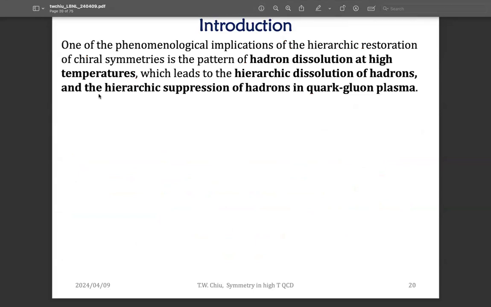So with this chiral restoration, the chiral image would give indications to the pattern of the distribution of mesons at high temperatures. I also have the hierarchy of suppression of hadrons in quark-gluon plasma. Once it's dissolved, we cannot see it in the detector, and that's the suppression. So this suppression is in a hierarchy. That's something I feel is interesting.